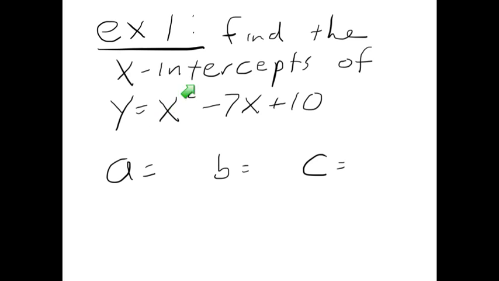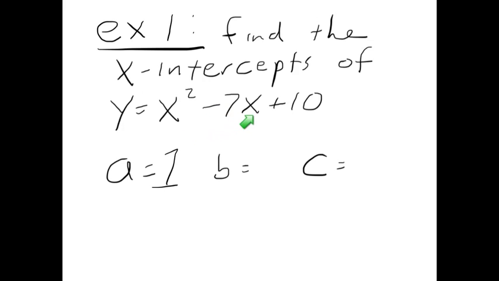Start with an example. We're going to find the x-intercepts, also known as the solutions, the zeros, or the roots of this quadratic equation, x squared minus 7x plus 10. We need to find the values of a, which, since there's no number right in front of the x squared, has to be 1 times x squared. So a is 1.